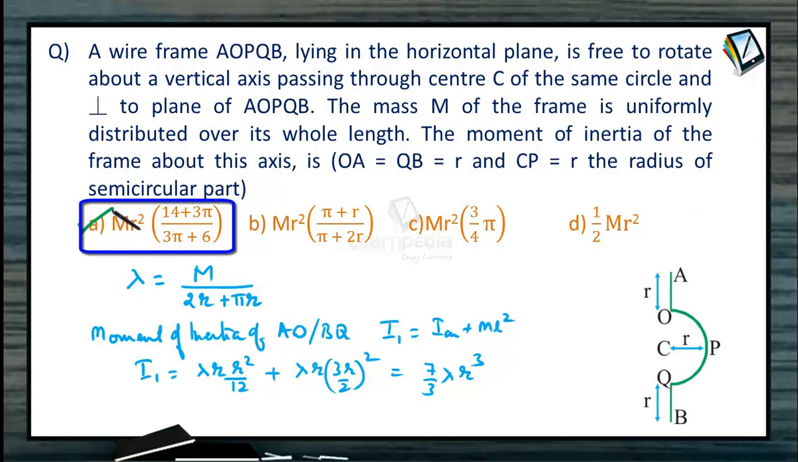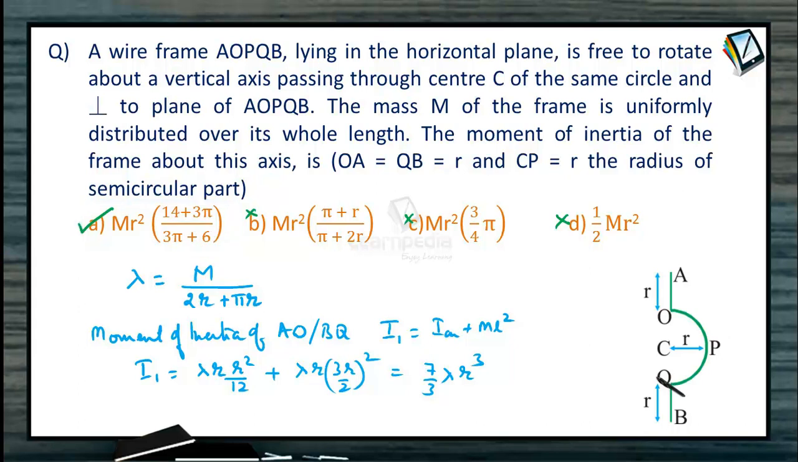So option A is the correct option. The other options, m r square into pi plus r by pi plus 2r, m r square 3 pi by 4, and 1 by 2 m r square, are wrong options. So m r square into 14 plus 3 pi by 3 pi plus 6 is the correct option.